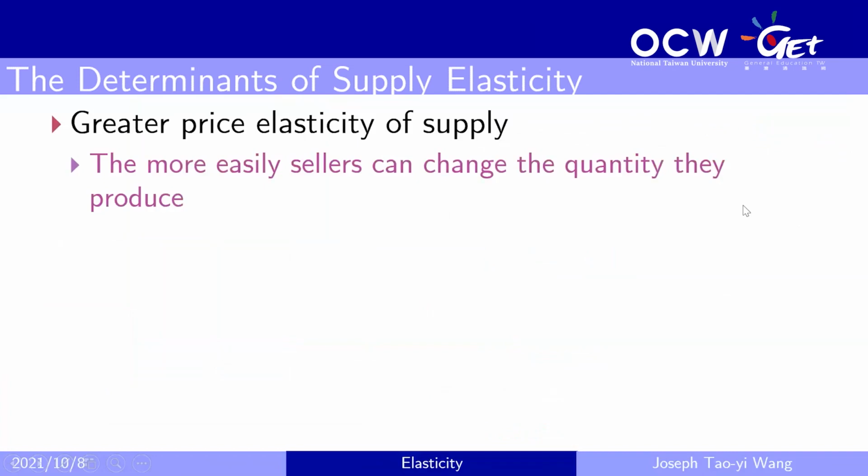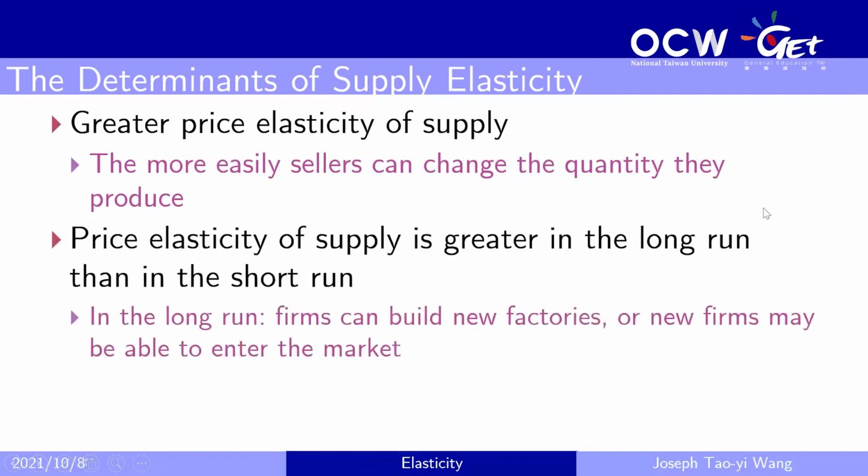All right, so just like you can talk about what determines demand elasticity, here we're also going to talk about the determinants of supply elasticity. When you have higher price elasticity of supply, that means the sellers can change the quantity that they produce more easily. For example, in the short run, you might not be able to adjust production that quickly, but in the long run, you can adjust more. So price elasticity of supply is greater in the long run compared to the short run.